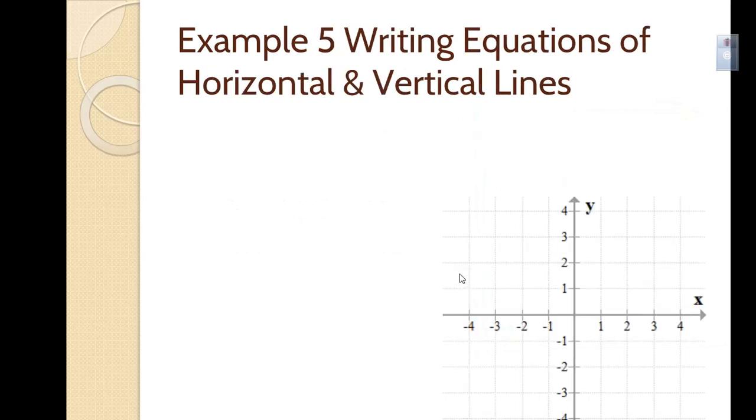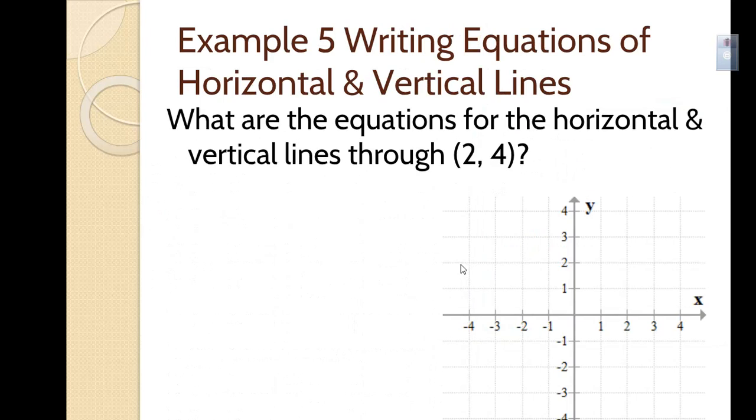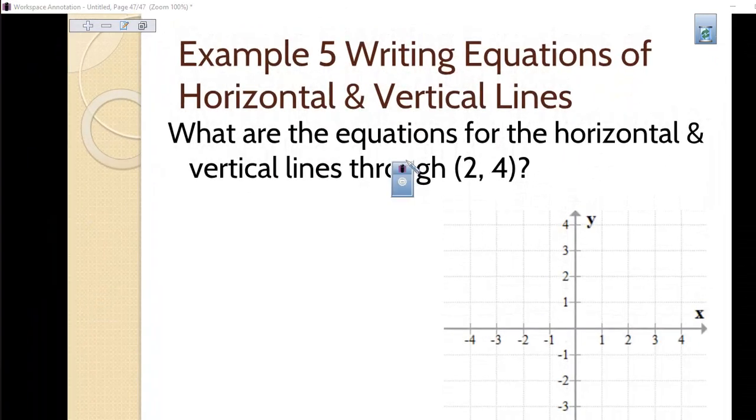So let's go to the last question here. Writing equations, horizontal and vertical lines. This one is one of the ones that is missed the most, but it's actually one of the easiest. What is the equation for the horizontal and vertical lines through 2, 4? So we're going to have a horizontal line and a vertical line that's going to go through this point. So let's graph that point. 2 on the x and 4 on the y.